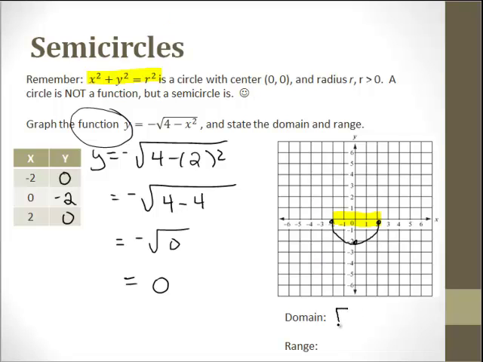So for the domain, you would say it is negative 2 to 2. And how about the range? The range starts at negative 2 and stops at 0. So for the range, you would say it is negative 2 to 0.